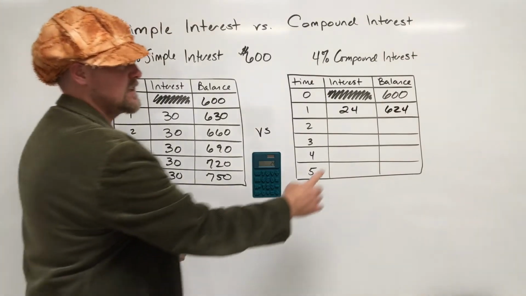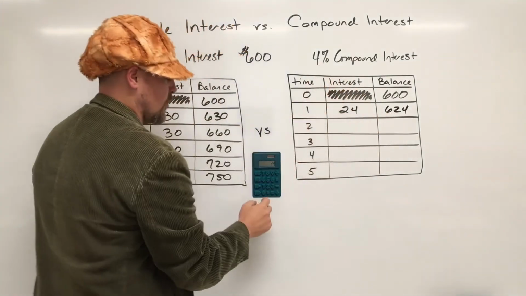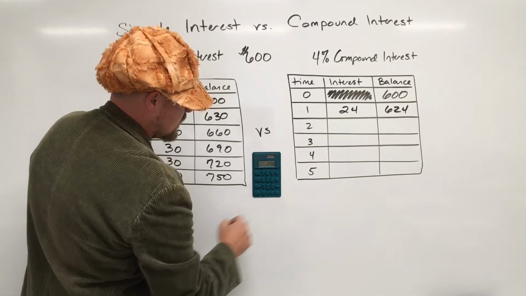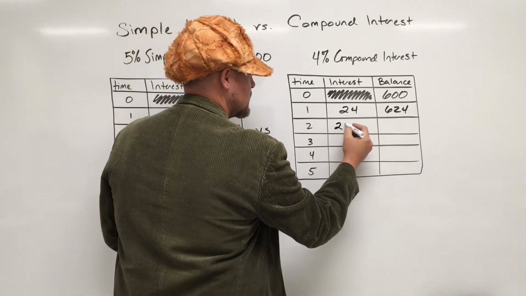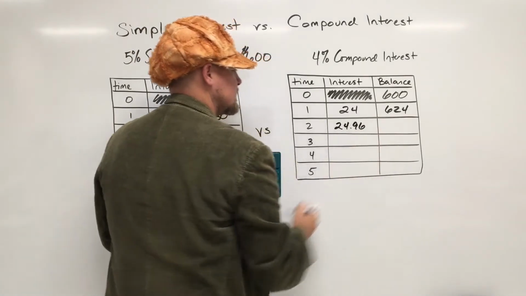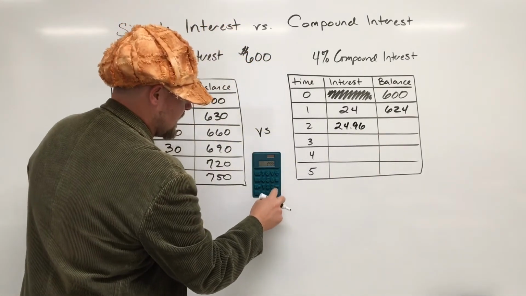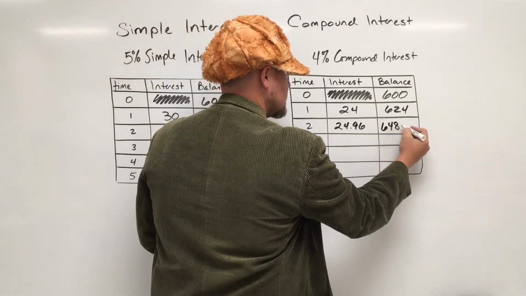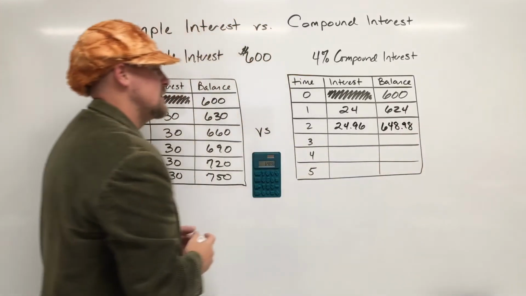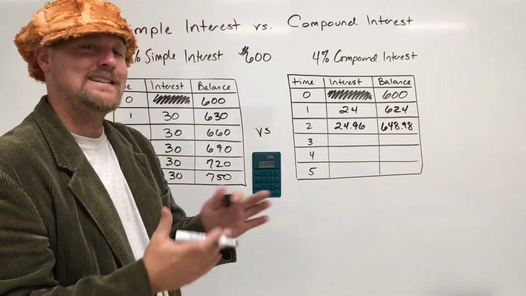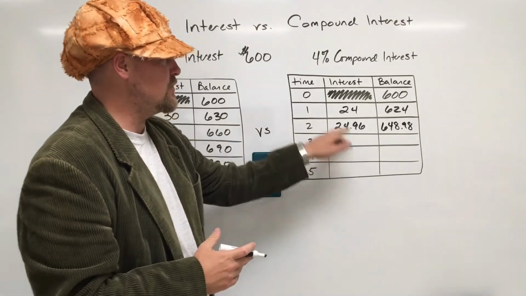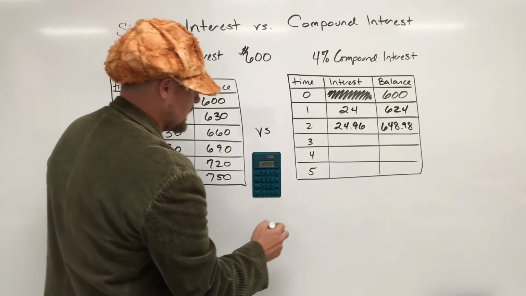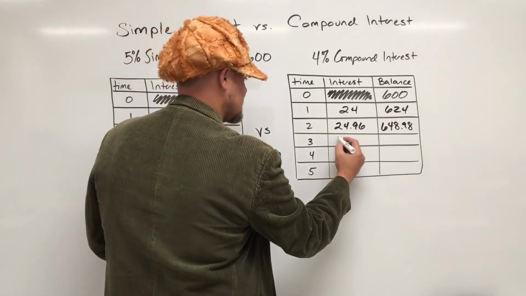Well, now I have to take 624 times 4%. And that's $24.96. So if I add that to 624, I get $648.98. And then now I take $648.98 and get my interest of 4%. So I'm going to multiply this by 0.04 and get $25.96.